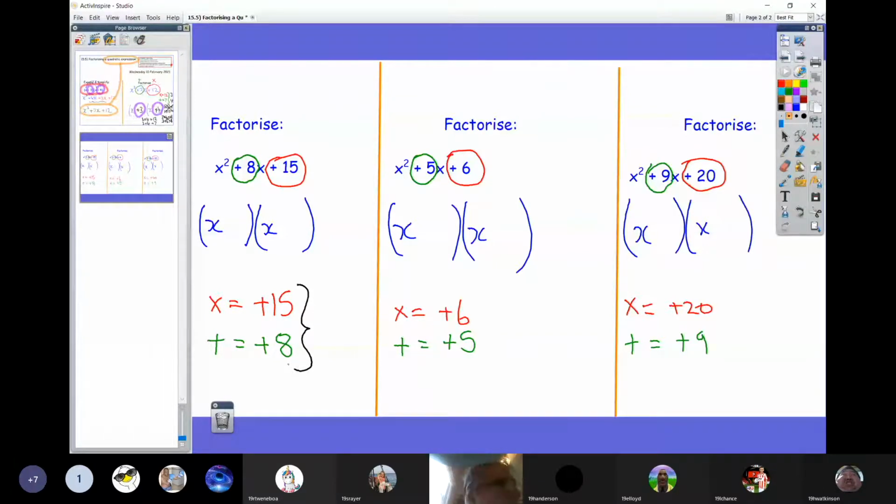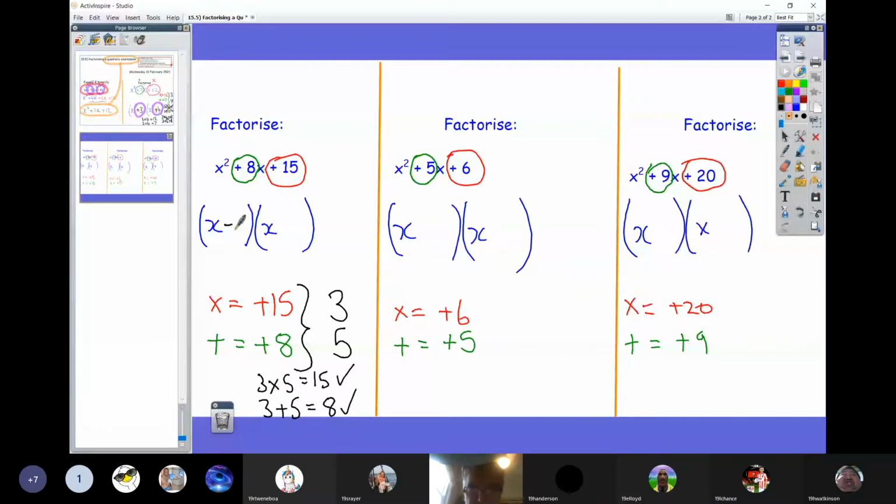So I go through in my mind, how can I get 15 when I times two numbers together? Well, I could have 1 times 15, but 1 add 15 isn't 8. So I think again, how else can I get 15 when I multiply? Well, I've got 3 and 5. Now 3 times 5 is 15, and 3 add 5 is 8. So I've discovered my two magic numbers. They're plus 3 and plus 5.